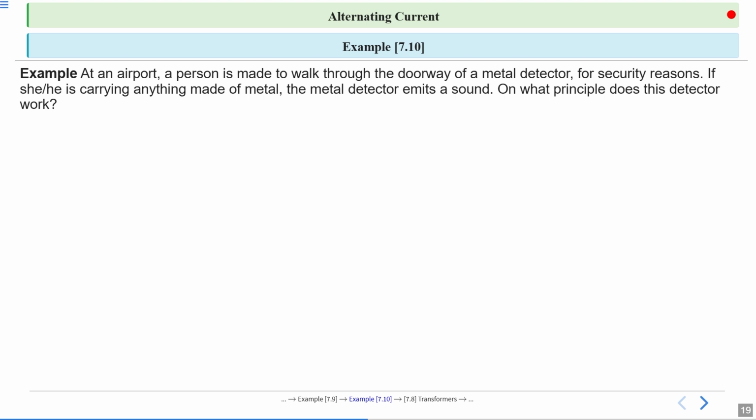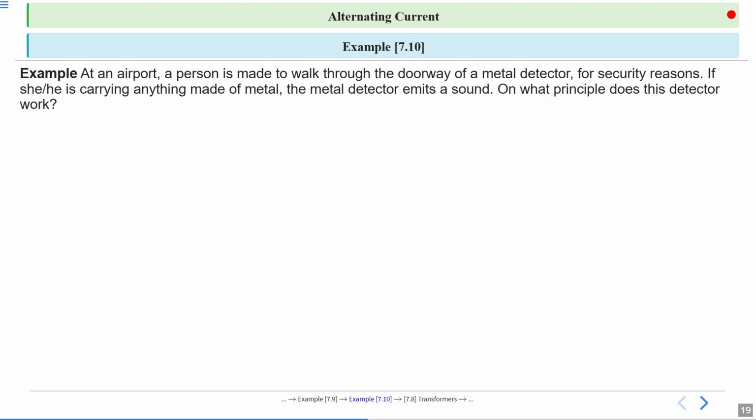At an airport, a person is made to walk through the doorway of a metal detector. Okay, you may have seen them at metro stations or at an airport, or at any venue where the gathering is large, or on certain railway stations also, like Delhi railway station, not common railway stations, but those in the capital or in a district. So a metal detector was installed there.